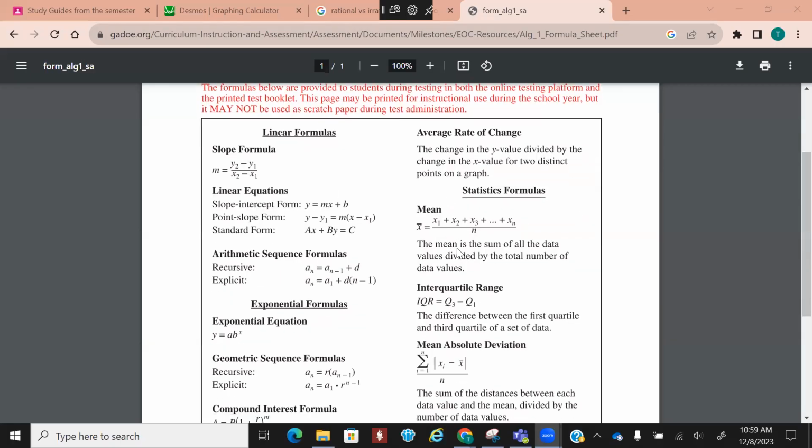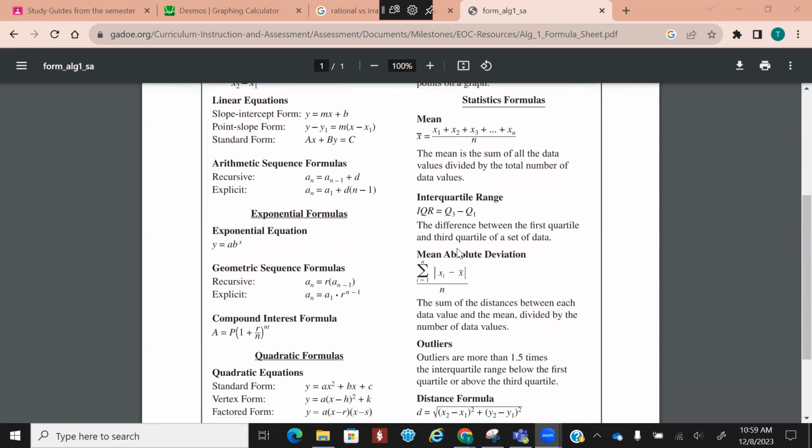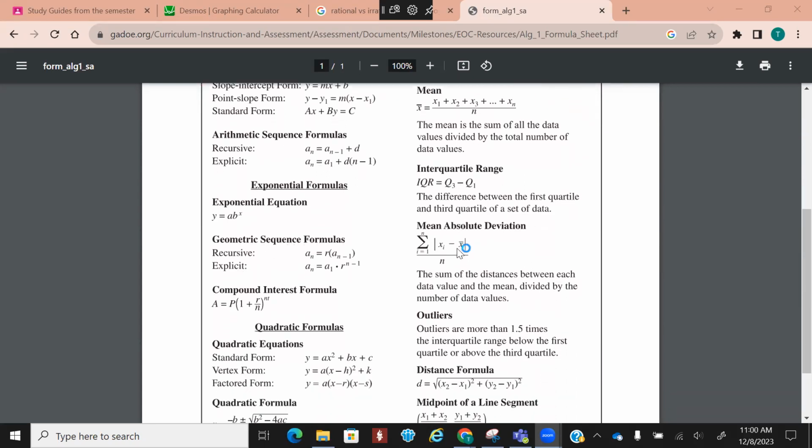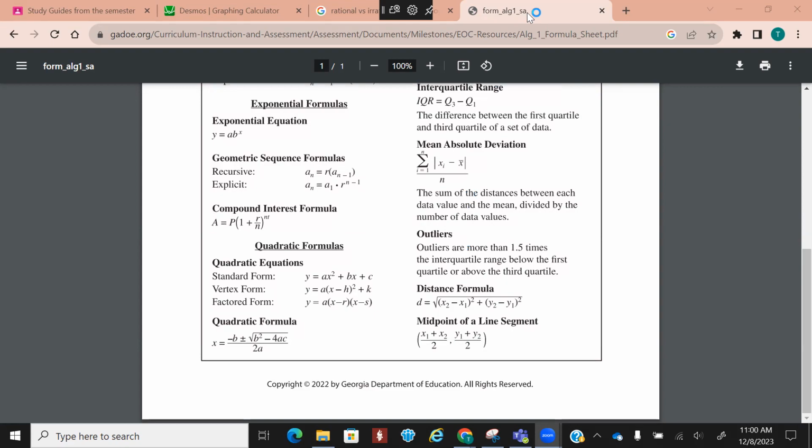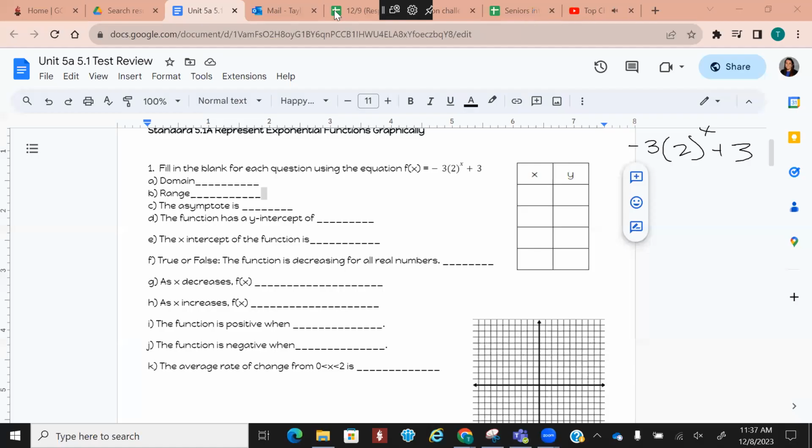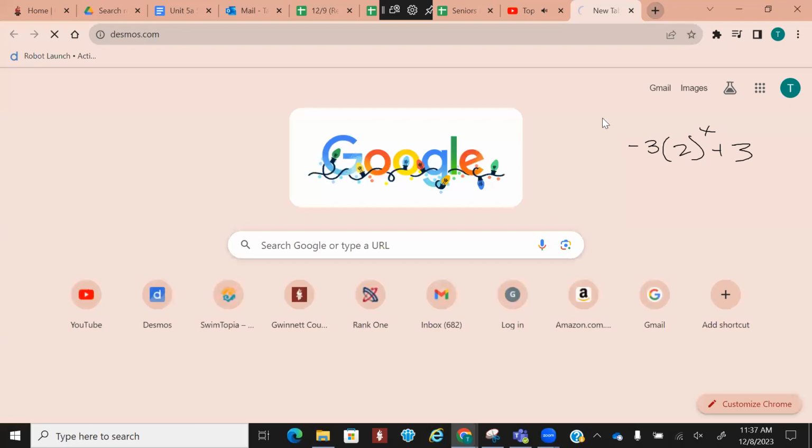Okay, here's the formula sheet. So these are all the things that are given to you. There's arithmetic sequences on there as well. Okay, so I would graph this first. I would go into Desmos and go ahead and graph it.